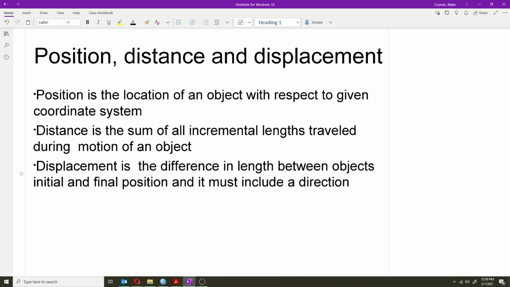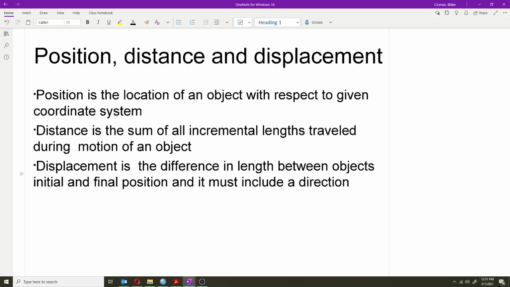Distance is the sum of all incremental lengths traveled during the motion of the object. So if a person runs down for 10 yards, that's the distance they traveled. Now, displacement is the difference in length between the object's initial and final position, and it must include a direction. So the distance is, well, he ran the ball 10 yards. Okay?